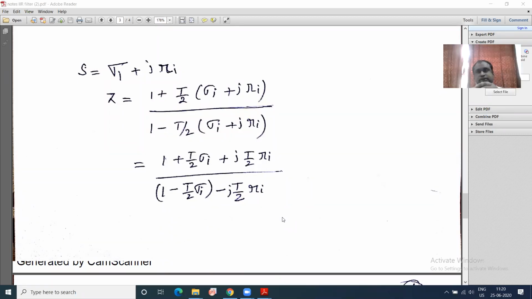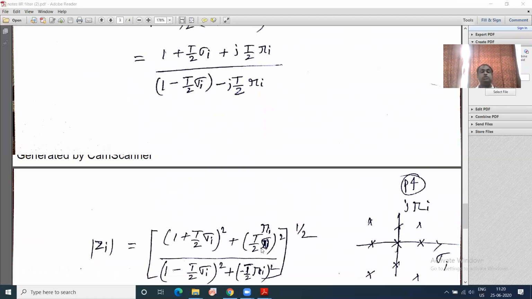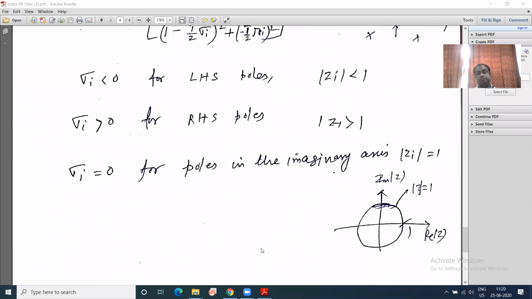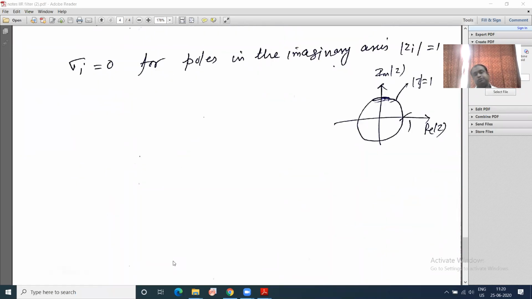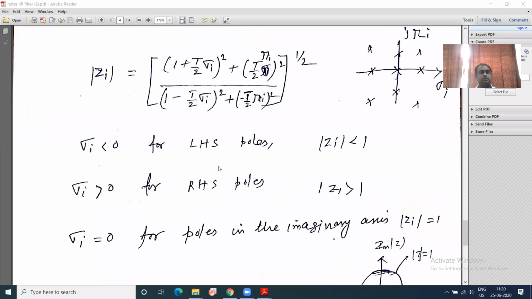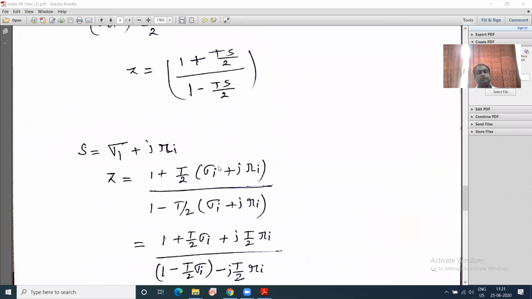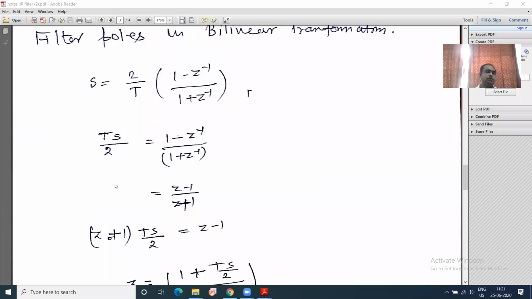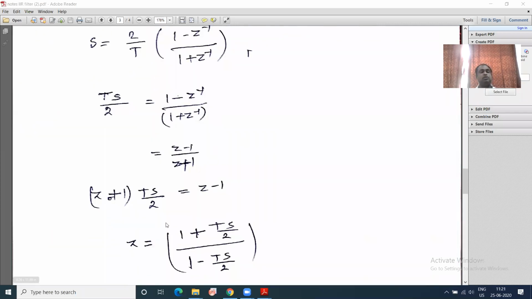So the location of poles in the Z plane will decide the stability of the system, and the condition is the poles have to lie within the unit circle. Okay. Now, when we talk of bilinear transformation, which we have derived last class, this is the formulation of bilinear transformation. Then if we transform all these things, we will get the value of Z like this.